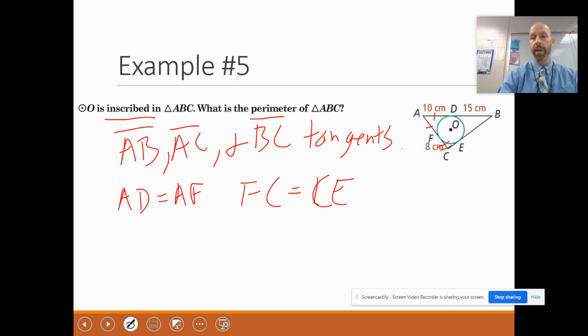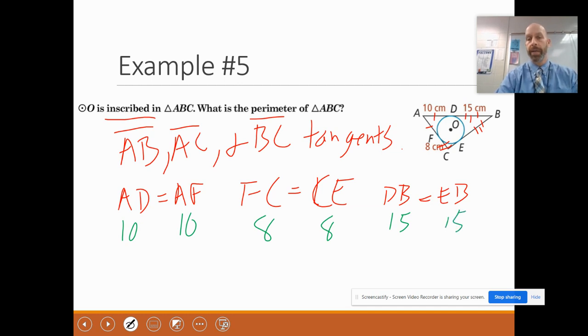And again, now let me go a little bit slower on this last one. We also know that DB, this segment right here, has to be congruent with this segment right here. So that means that the length of DB and EB has to be equal. In other words, since AD is 10, then AF is 10. Since FC is 8, then CE is 8. And if DB is 15, then EB is 15.